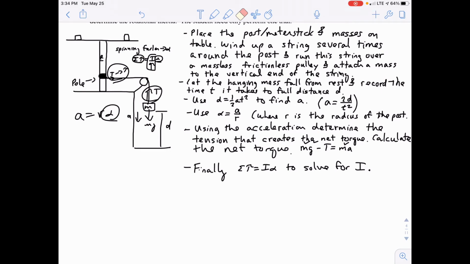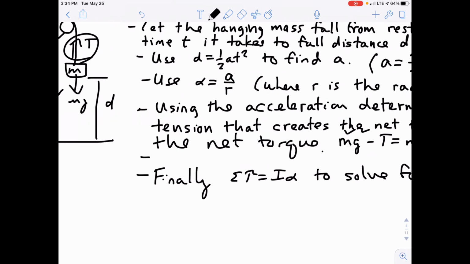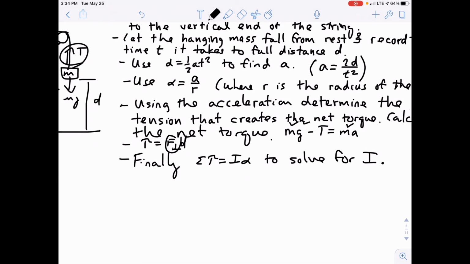Lastly, figure out what the torque is. Remember, torque is force times distance. So the force is going to be your tension. Use that to figure out what your torque is. And we're going to use net torque equals I alpha to solve for I.